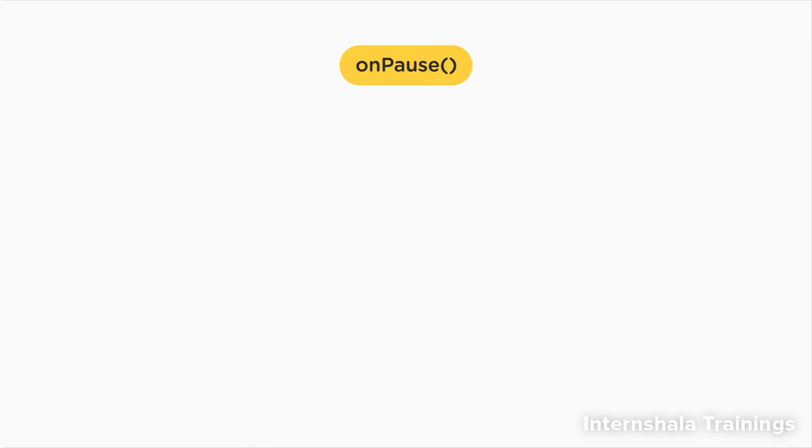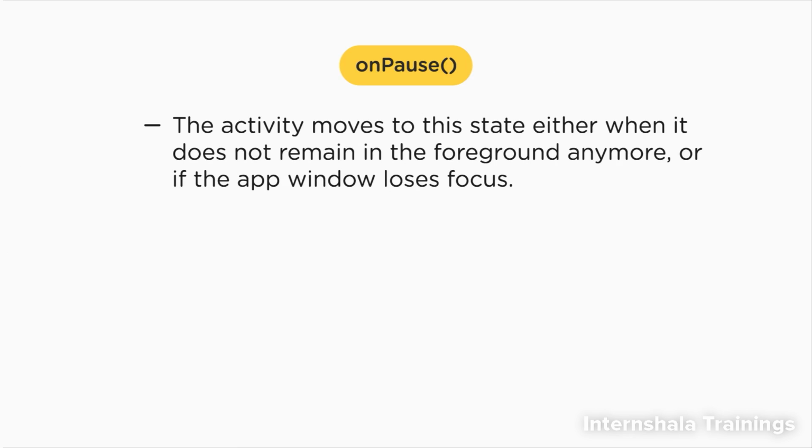Let's look at the onPause method now. The activity moves to this state either when it does not remain in the foreground anymore or if the app window loses focus. The activity does not remain in the foreground means that the user has navigated to some other activity in the app. And the app window loses focus means that when, let's say, two apps are running simultaneously in a split screen and the user is interacting only with one of them. In this case, the other app's activity loses focus.